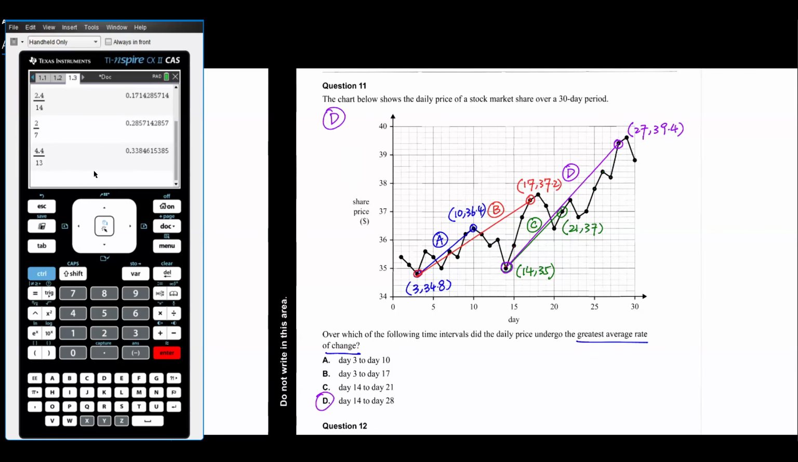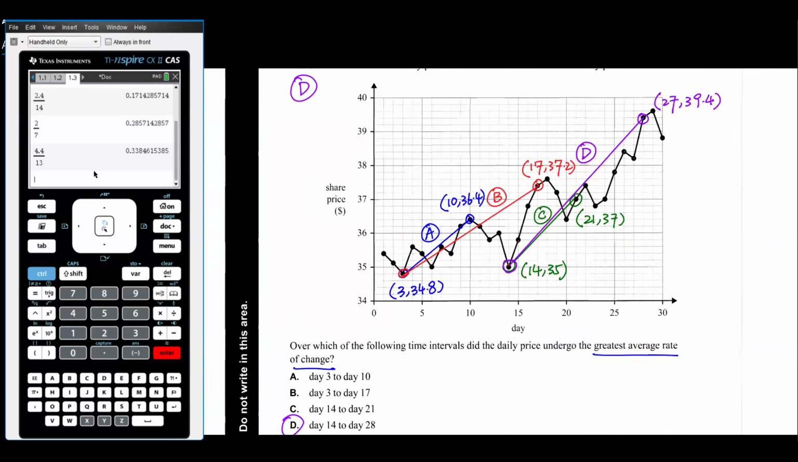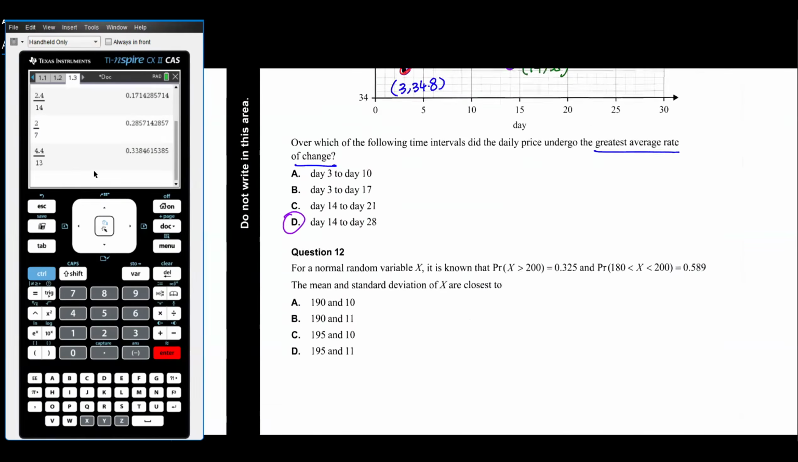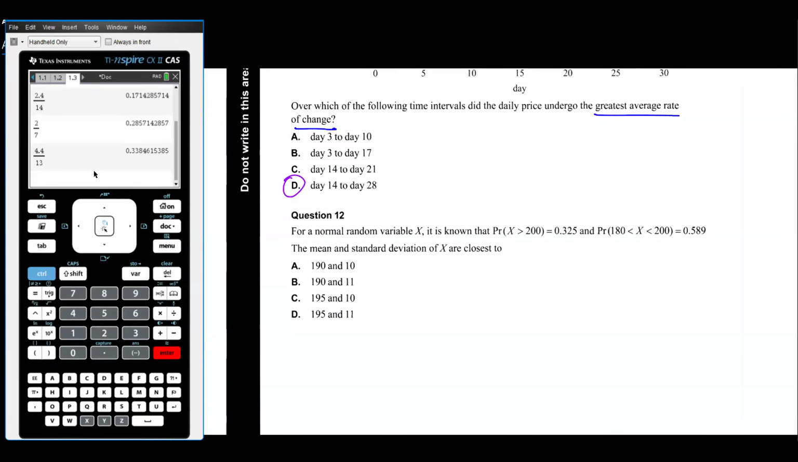Not a challenging question, but you're going to quickly figure out the most suitable method to tackle this one. Okay, normal random variable x, it is known that x greater than 200 has a probability 0.325. So this is the right side, after 200. But why do I know 200 is on the right side of the mean value? Because this probability is less than 0.5. Also, if you have 180 to 200, 180, well, maybe here, roughly speaking.